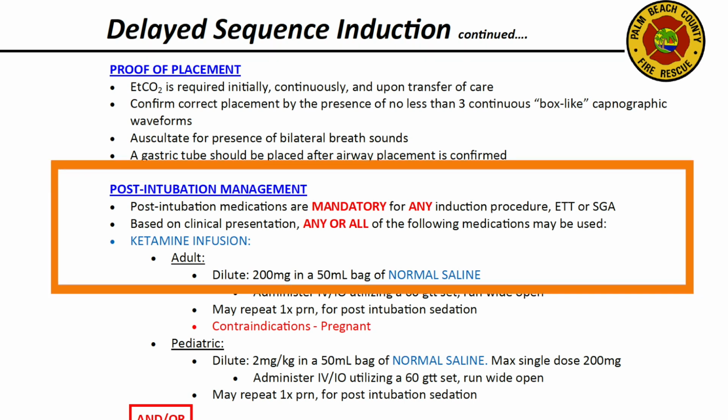Post-intubation management. This is mandatory for all patients that are receiving an induction procedure, including endotracheal intubation or a supraglottic airway. This can be given by ketamine infusion, Versed, and/or fentanyl. Not all 3 medications need to be given. If we're using ketamine, that can be given together with fentanyl. And ketamine could also be given with Versed, but fentanyl cannot be given by itself.